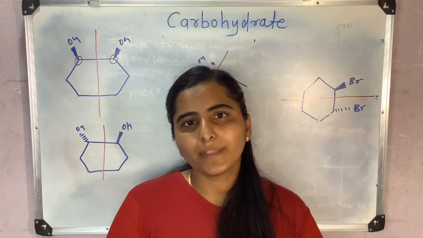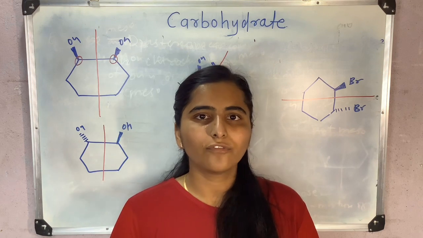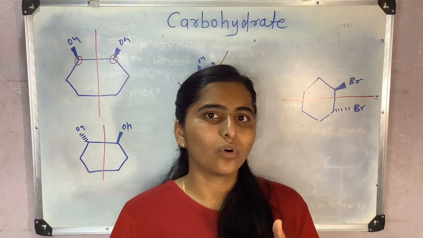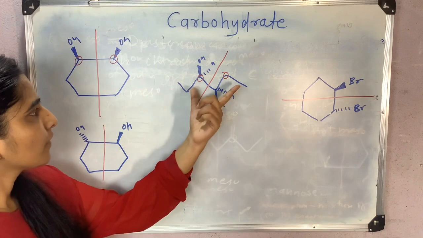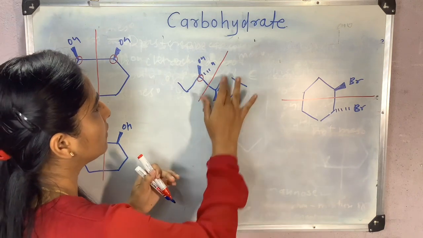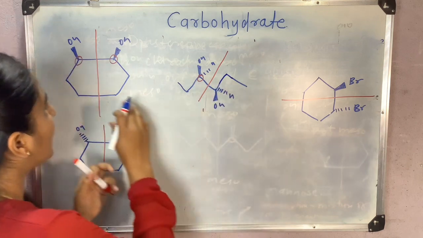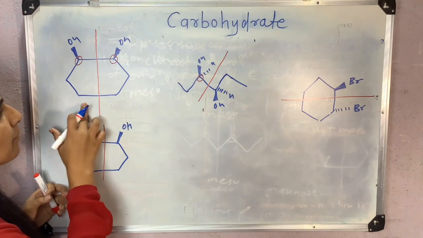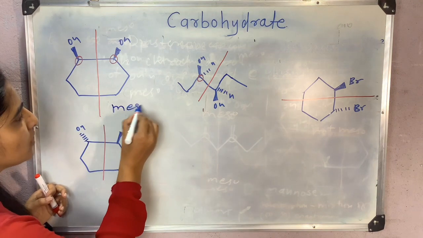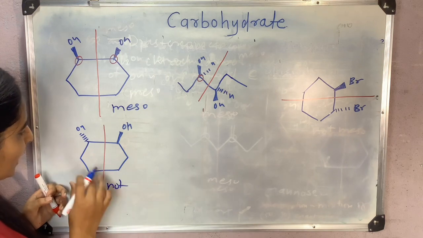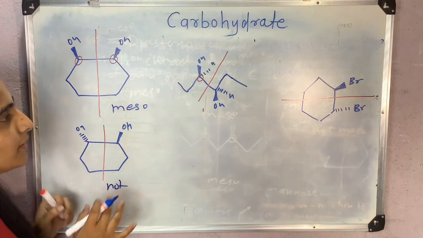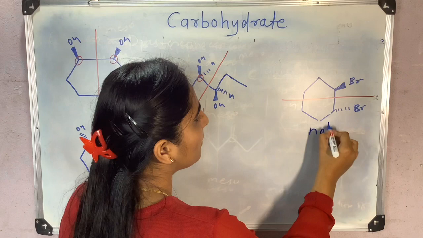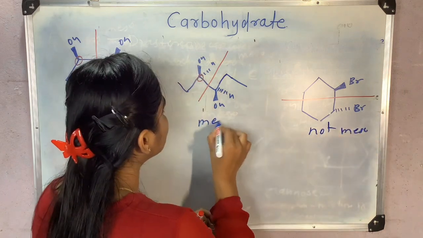Now I will tell you what are meso compounds. Meso compounds are compounds with a plane of symmetry and they are optically inactive although they contain two or more chiral carbons. See here, there are chiral carbons. Sorry, not here, this one. And this is the plane of symmetry. This cuts the molecule into two equal parts and one part is the mirror image of the other part. Therefore, this molecule is meso. This is not a meso compound as these two parts after cutting are not mirror images of each other, and this is also not a meso compound. This one is a meso.